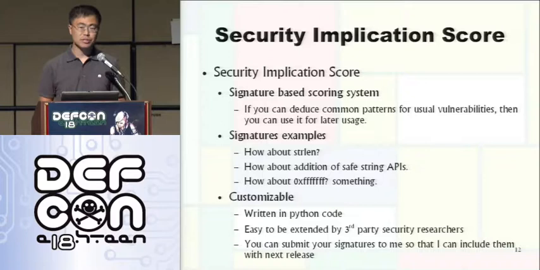So how about the safe string API? Something like Microsoft SDL, they recommend using a new safe string related API. So in that case, they should use a safe string API to fix the old problem, so you will find that safe string API in the patched part. So you can use that as signatures for locating security related patches, or some constant numbers, some big numbers, maybe to fix some integer overflows.